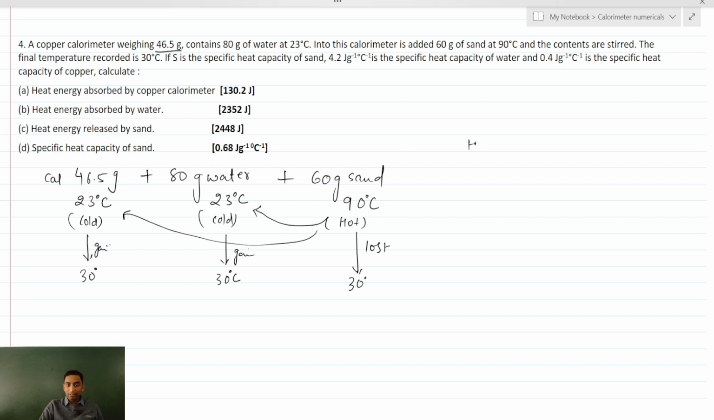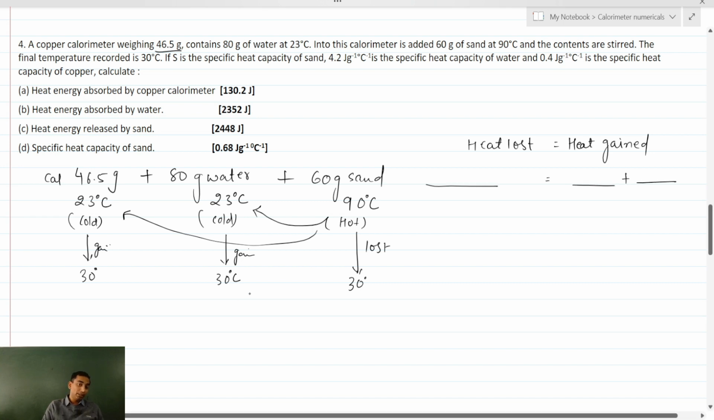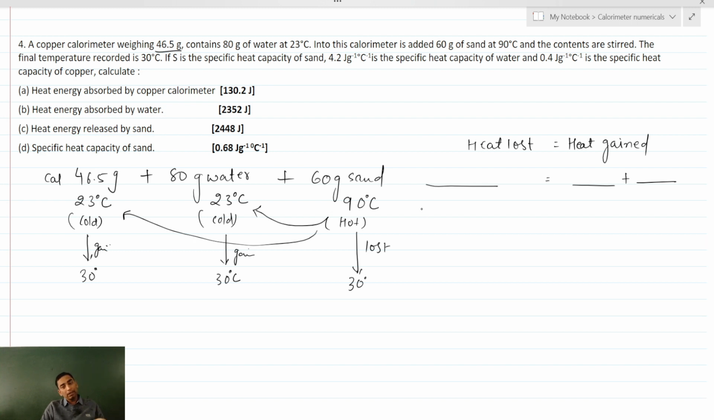So when you write heat lost is equal to heat gained, please understand that there is only one term which is going to be heat lost, and there will be two terms in heat gained. Why is it so? Because there is only one substance, sand, that is going to lose heat energy, and due to that its temperature decreases, so mc delta T of the sand is equal to mc delta T of the vessel plus mc delta T of the water.